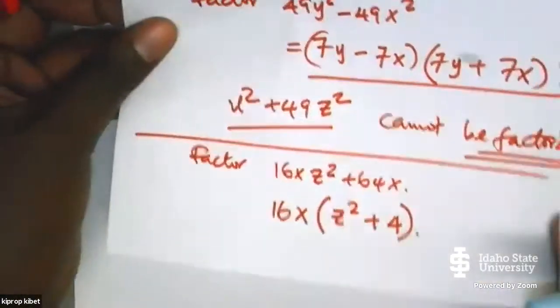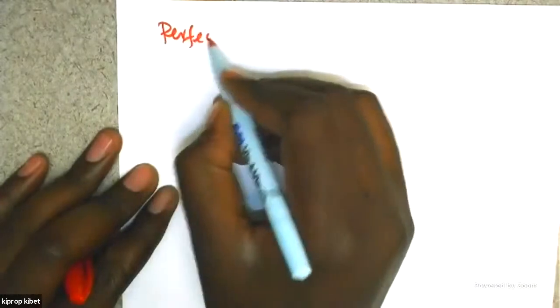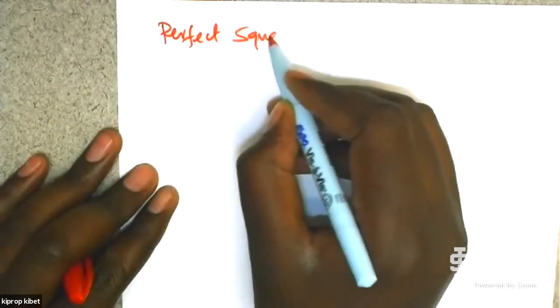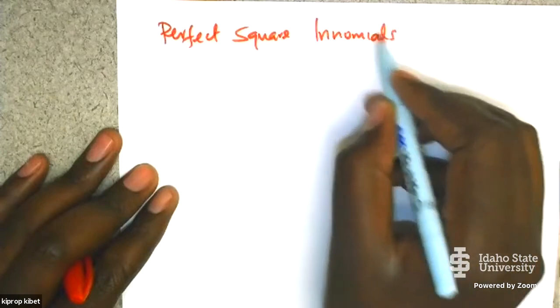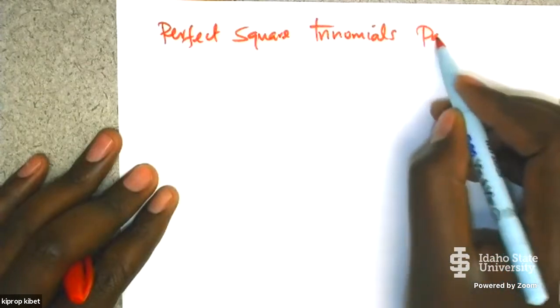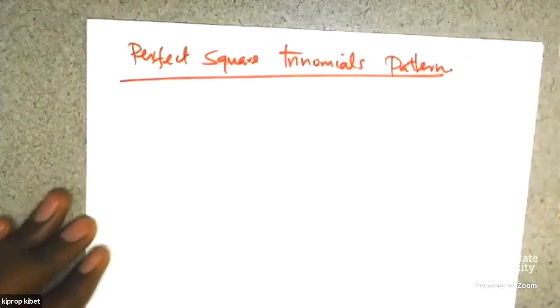Now let's come to the next section. This one is called the perfect square trinomial pattern.